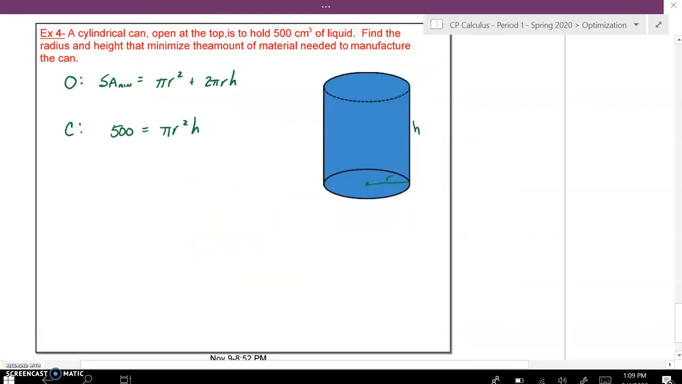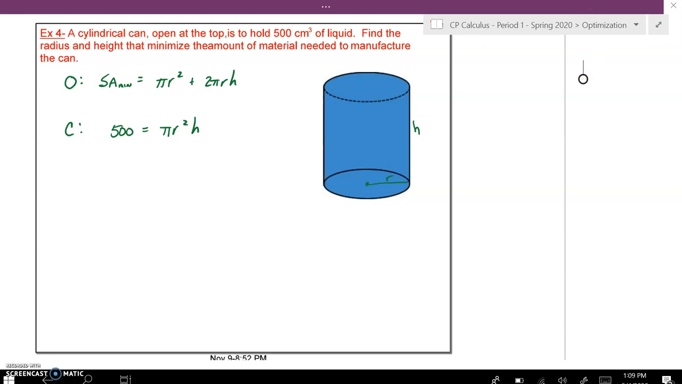In example 4, they're asking about a cylindrical can that's open at the top, and it needs to hold 500 cubic centimeters of liquid. That number, anytime you're given that number there, should key you off as to what your constraint is for this problem. In this case, I need to be able to hold 500 cubic centimeters of liquid.